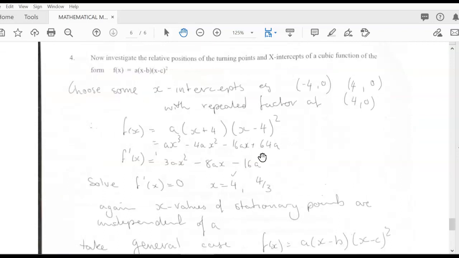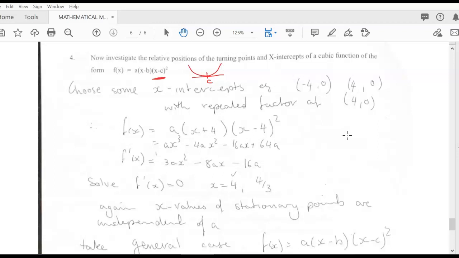All right, so question 4: now investigate the relative positions of the turning points and x-intercepts of a cubic function of the form f(x) equals a(x minus b)(x minus c) squared. The (x minus c) squared means that it is a repeated factor. So your turning point is actually going to be there at c. If you just think about c on your axis, you're going to have a repeated factor there, so it's going to turn like that. Or if it was a negative, it would be the other way around.